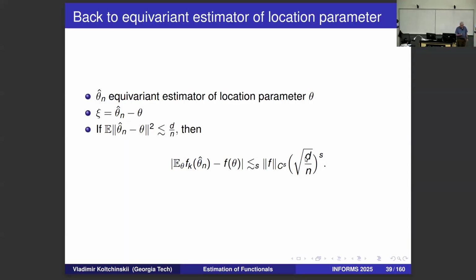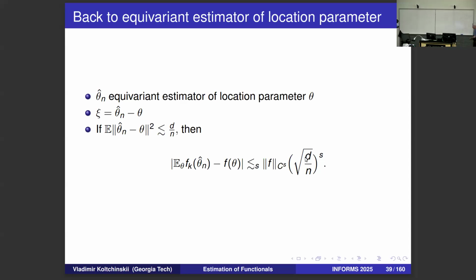Okay, so now if we go back to the location parameter, we have an equivariant estimator of the location parameter theta. Psi in this case is just theta_n hat minus theta. And if for our estimator we have, say, this standard bound, then you would end up with this bound on the bias. That's basically how this method can be used in order to reduce bias in the case of location families.